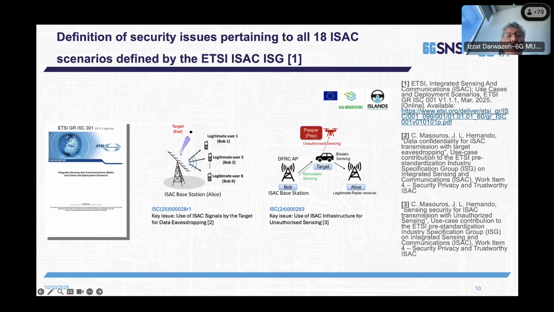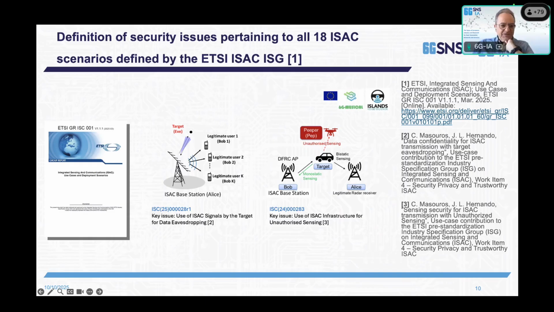And for that, we have submitted a set of papers, and we're hoping that these will be taken on board for future industry specifications and future ETSI specifications. All the work is still reasonably new. The ISAC ISG is only about 18 months old, if I remember correctly. That's all I want to say.